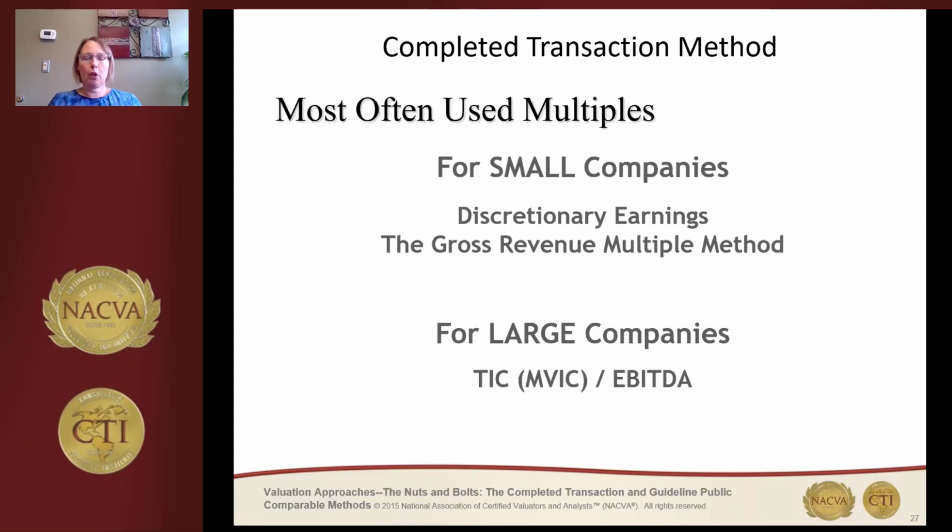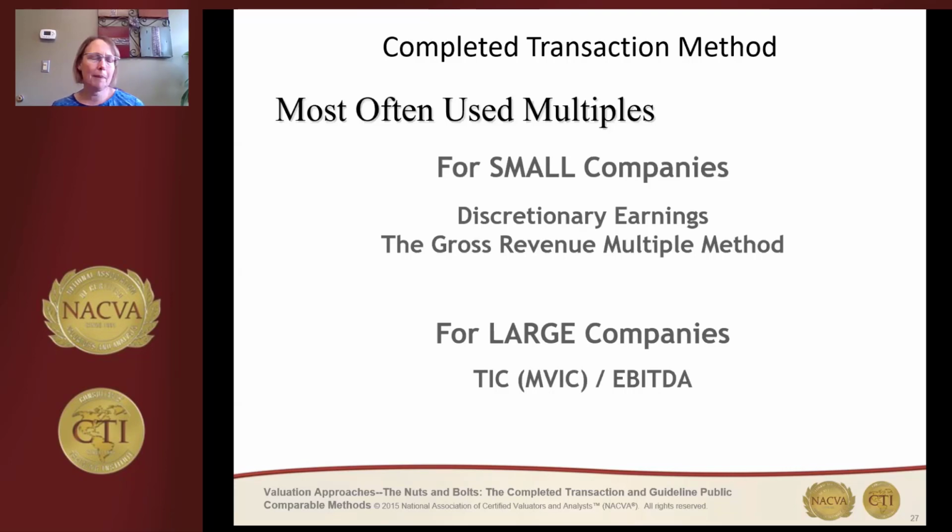Most often used multiples. What is most often used for small companies? We tend to use discretionary earnings in the gross revenue multiple method. The gross revenue multiple method is super easy to explain. It's just looking at revenues times some sort of factor.